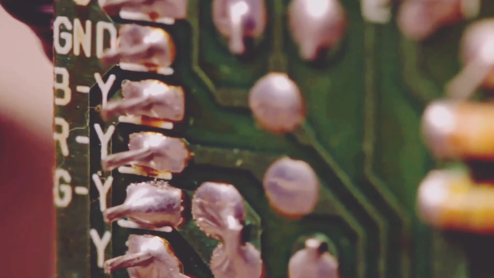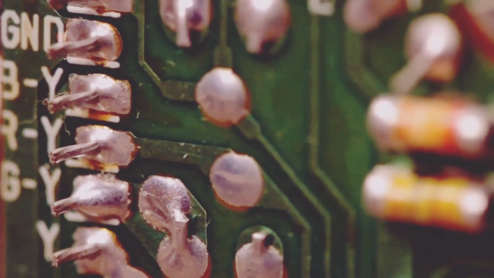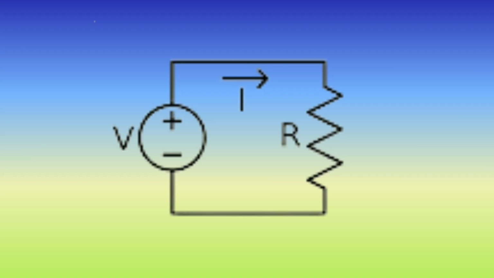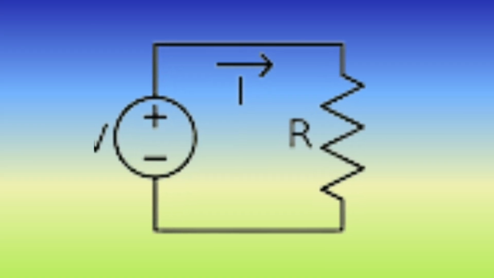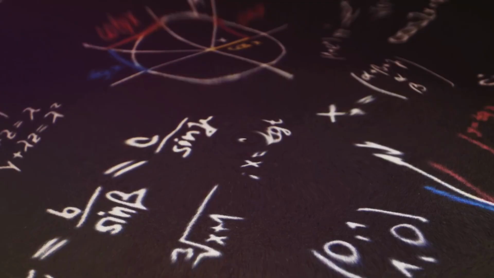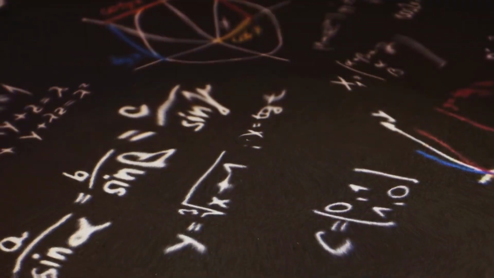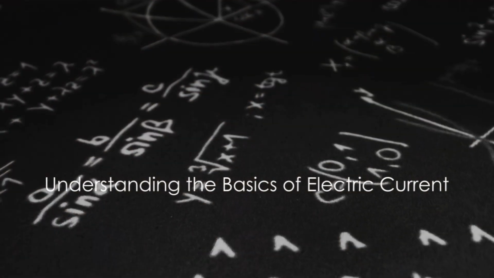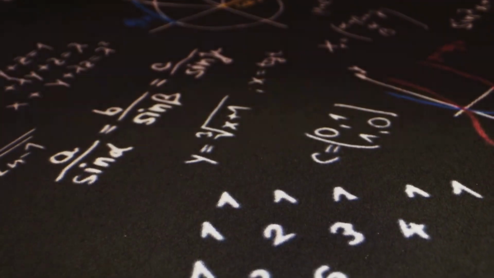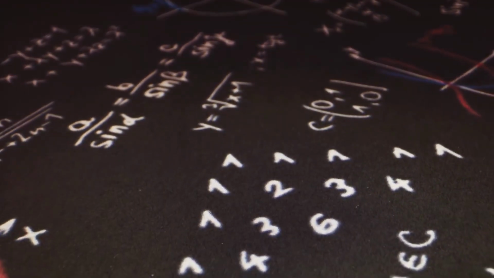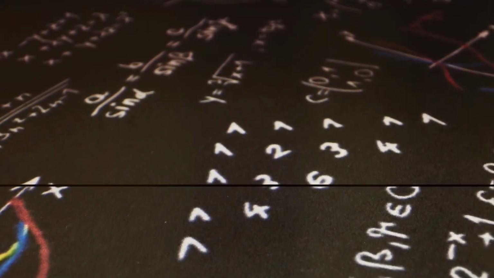So, to wrap up, electric current is the flow of electric charge measured in amps. It's defined as flowing from positive to negative, though in reality, electrons flow from negative to positive. And finally, Ohm's law ties it all together by explaining the relationship between voltage, current, and resistance. Understanding these basics of electric current not only demystifies the power that lights up our world, but also sets the foundation for exploring more complex topics in electricity.